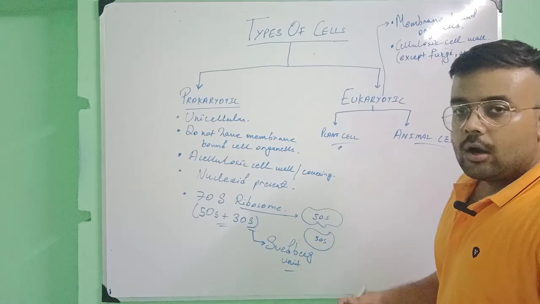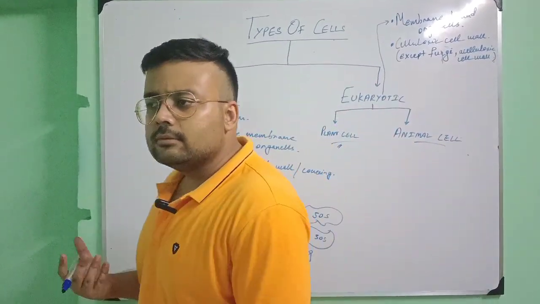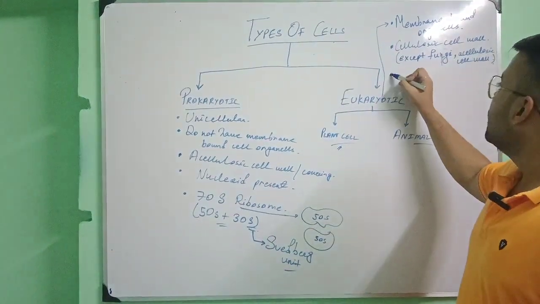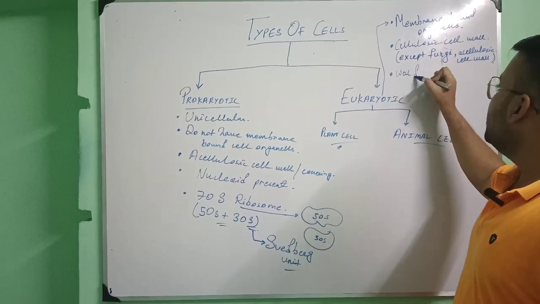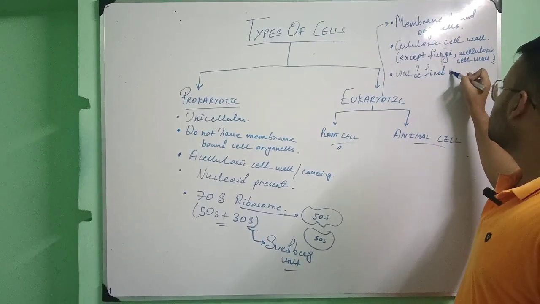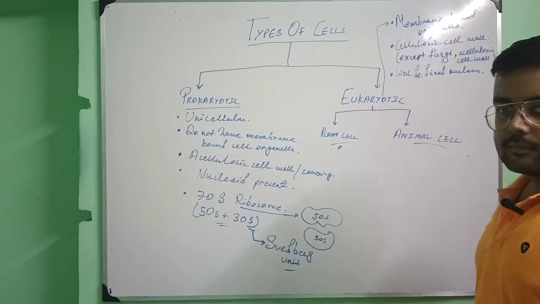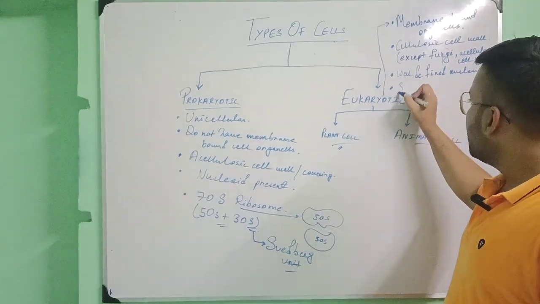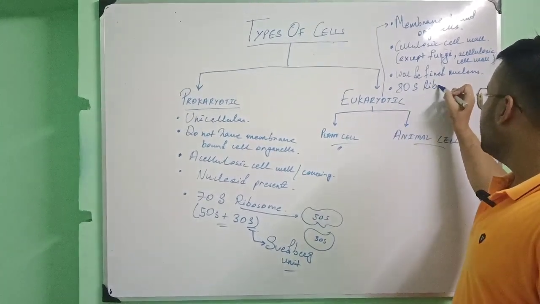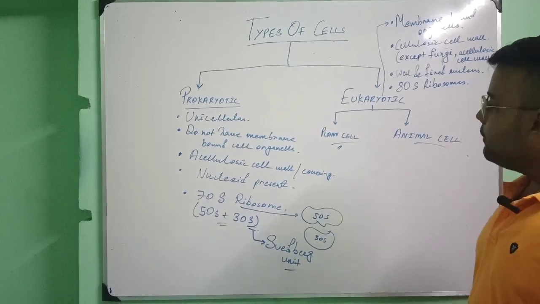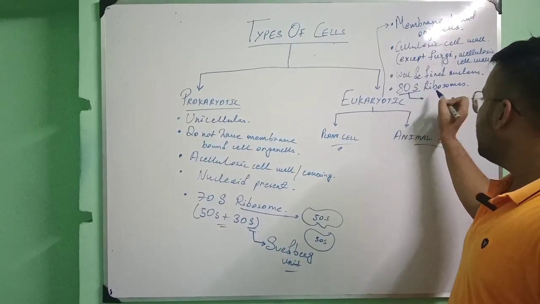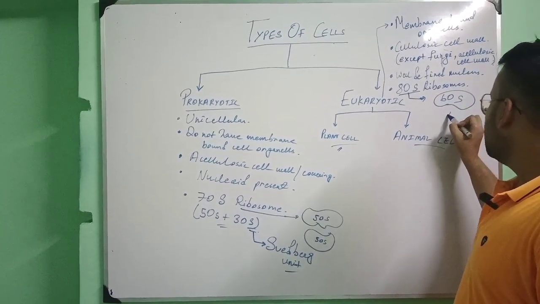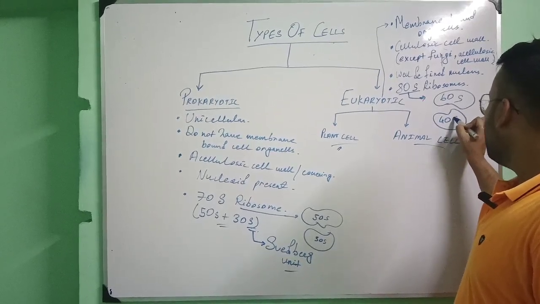Now, we know human cells have a nucleus. All eukaryotic cells have a well-defined nucleus. Also, eukaryotic cells have 80S ribosomes, meaning they have two subunits. The 80S ribosome has two subunits. The larger subunit is 60S, the smaller subunit is 40S.